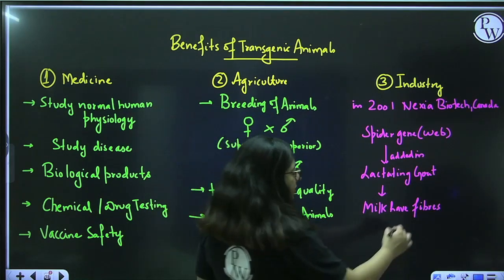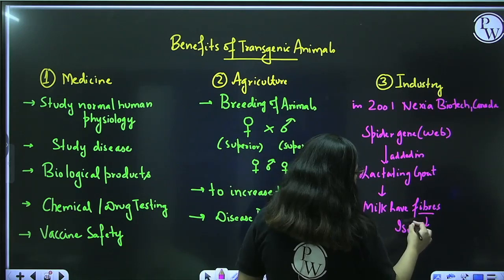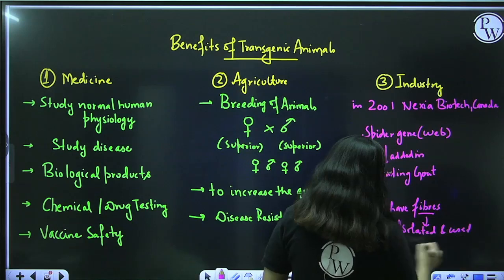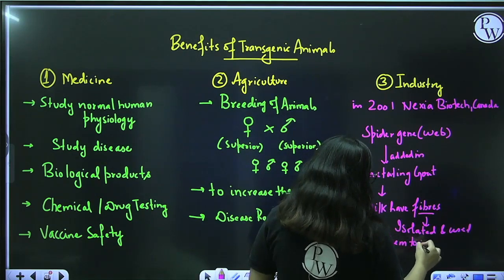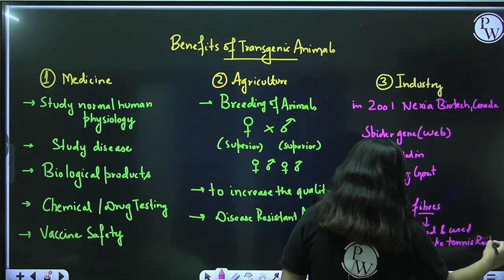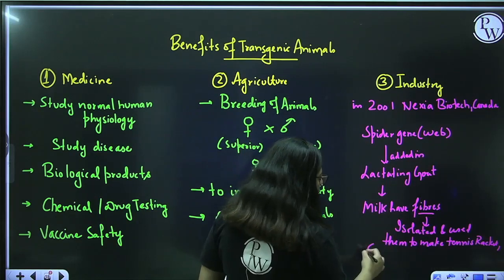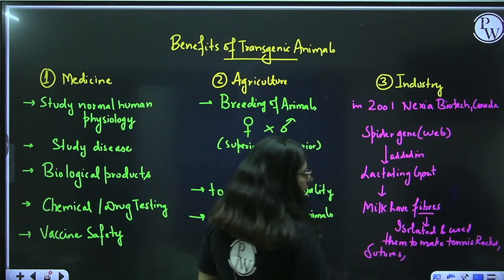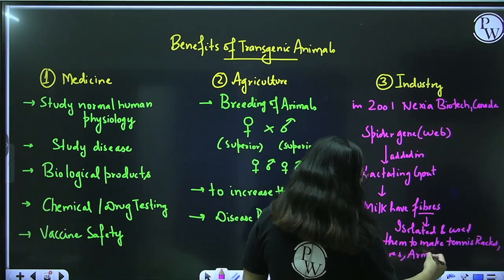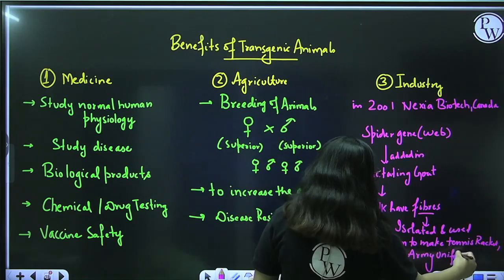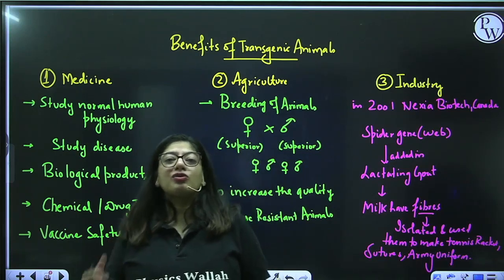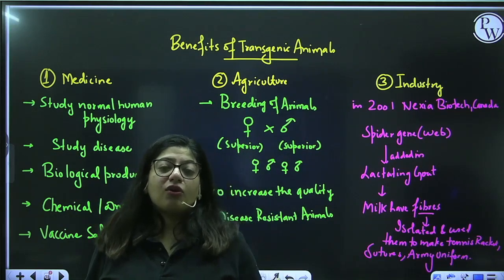So all these fibers, what they did, they isolated and used them to make rackets. Which racket? Tennis racket. Yes, even they made sutures that you get when you have an injury, right? Doctors give you sutures. And also this was used to make army uniforms, because these fibers were great in tensile strength, they had a lot of strength, so they have been woven and used to make products. So this is how this can also be used in industry.